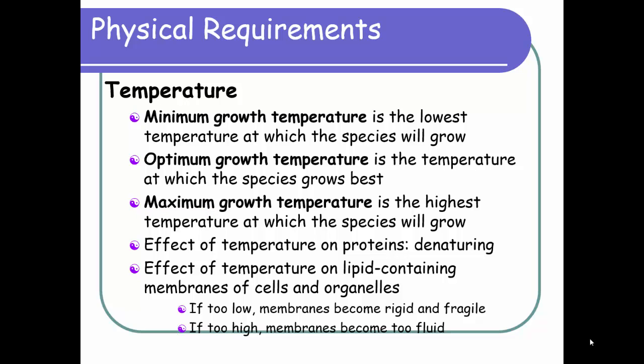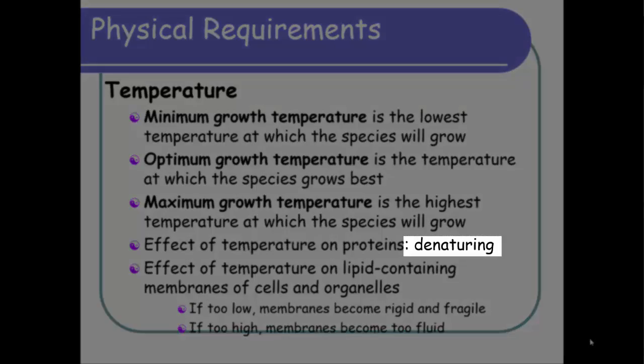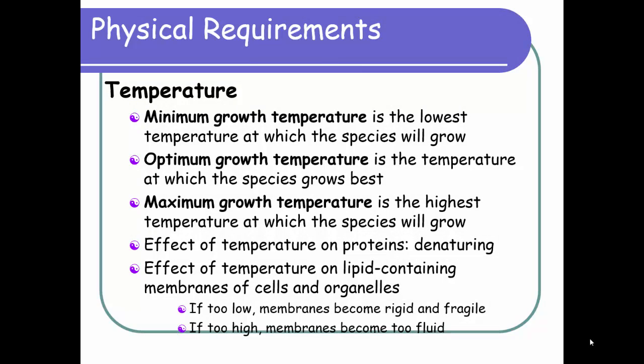The effect of temperature on proteins will be denaturing. Both hot temperatures and cold temperatures will simply break down the structure of the proteins. Remember, all enzymes are structurally proteins. Also, temperature can have an effect on the lipid-containing membranes of cells and organelles. If the temperature is too low, the membranes become rigid and fragile and tend to shatter.